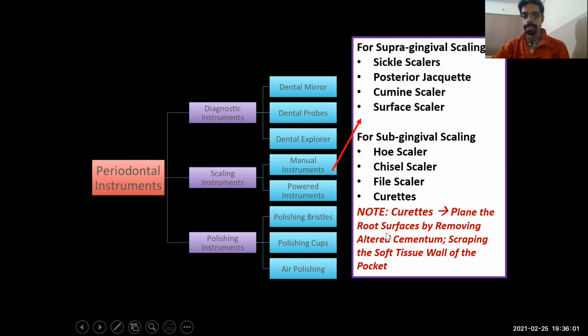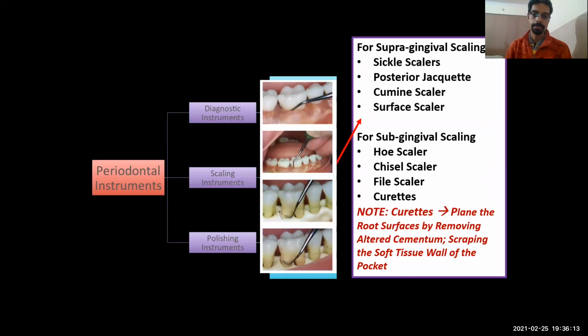A very special point about the curette is that it is used to plane the root surfaces by removing altered cementum, and scraping the soft tissue wall of the periodontal pocket, which is known as curettage. This is the picture of the curette in use.